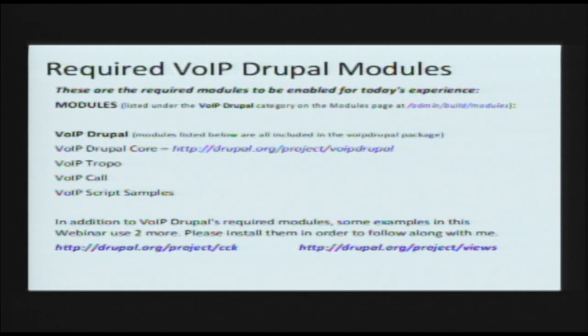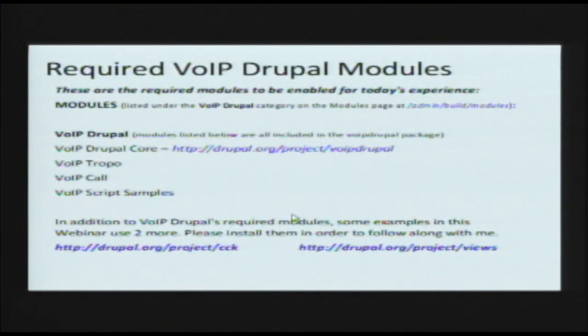The required modules are the ones I spoke about that are in the VoIP Drupal core. When you download that, you'll see inside of it, the folder, you'll have a VoIP Tropo module, VoIP Call, and VoIP Script samples. There'll be other modules in there, but these are the ones that we're going to enable today. If you'd like to work along with some of the other things I'll be mentioning, little modules like Click to Call, which is very powerful, small but powerful.